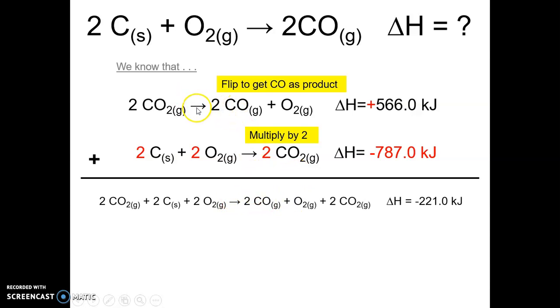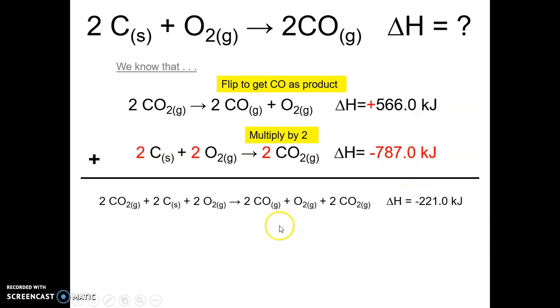And when I do that, everything on the left side of the arrow, so that is the carbon dioxide here, the 2 of them, goes down here, 2 carbons, 2 oxygens. Those are all the reactants. Then I have my arrows, so I put an arrow here, and all the products are here. We have 2 carbon monoxides, an oxygen, and 2 carbon dioxides. There they are. And I also add together the changes in enthalpy.